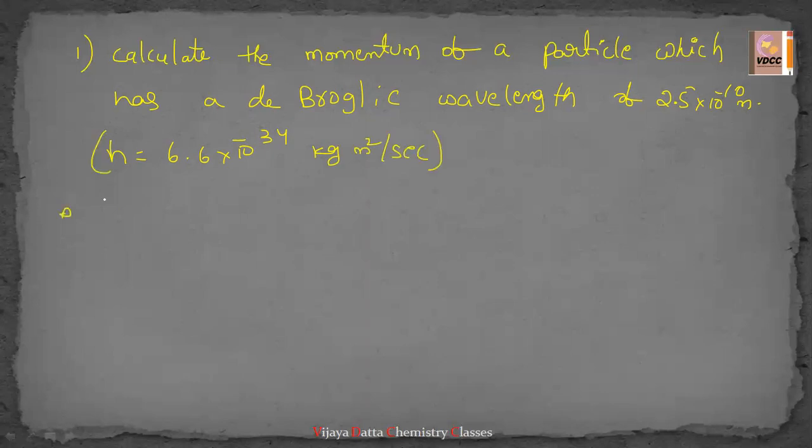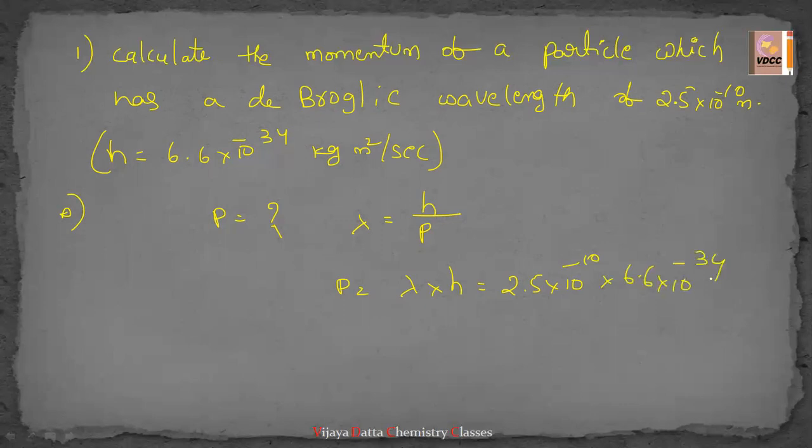Now we have to calculate the momentum, means he is asking directly for p, for a particle which has a de Broglie wavelength. Direct formula: lambda is equal to h by mv, that is nothing but p. So he is asking to calculate p, so lambda into h. Lambda value is already given, both are in meters only. While doing the applications we have to check its units. Lambda should be in meters and Planck's constant is also in meters, so both are in same units. So you can substitute simply, that is 2.5 into 10 to the power of minus 10 into 6.6 into 10 to the power of minus 34. Also you'll get the answer, isn't it?